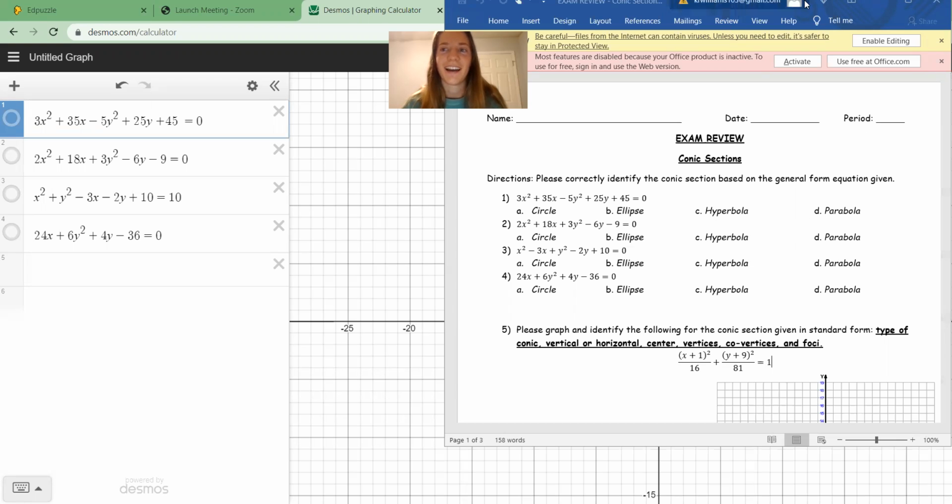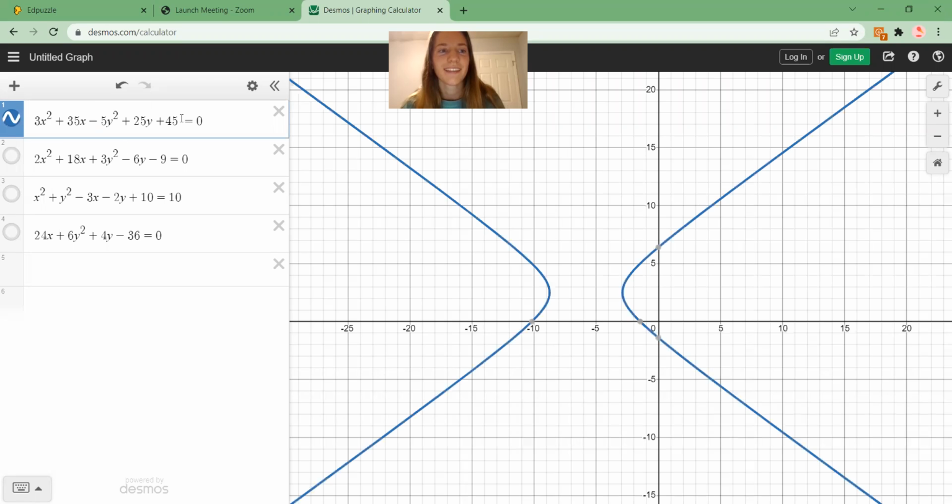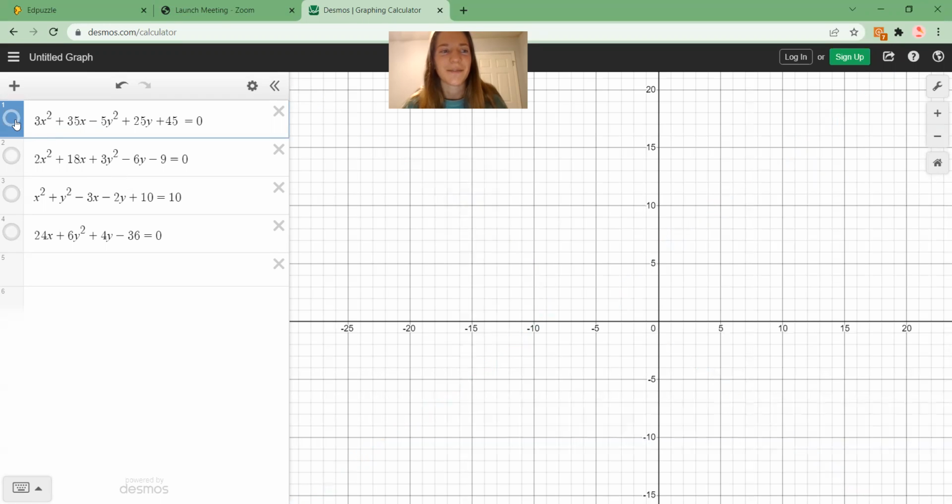So I have put these equations into Desmos over here, and we are just going to first look at them one at a time. So here's the first one, and do you know what it is? It's a hyperbola. Hopefully you recognized this hyperbola from all of the time that we've spent graphing them. And we'll look at the second one now.